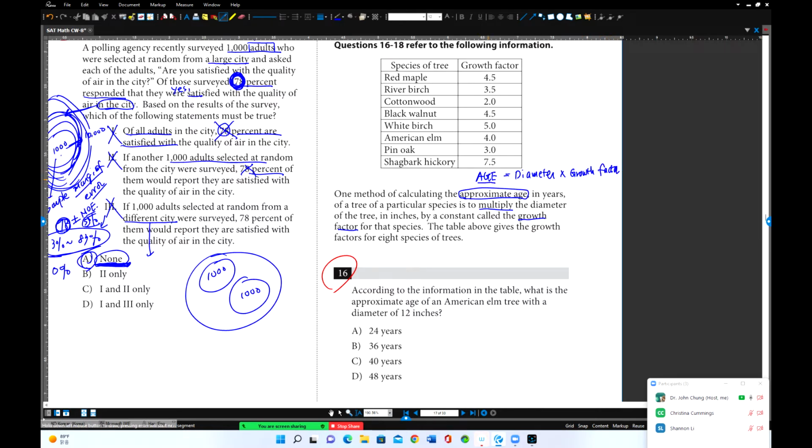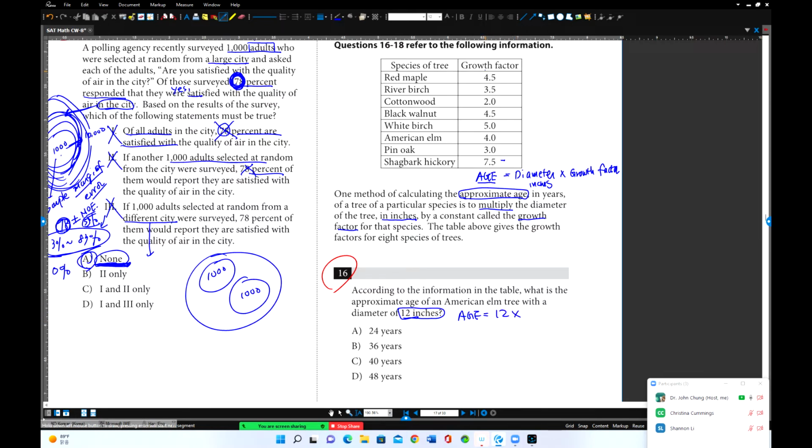If the diameter, for example, over here is 12 inches. The diameter should be in inches. The growth factor is given in the tables. For example, I'm going to use a 12 inch diameter. So what is its age? Diameter 12 inches.